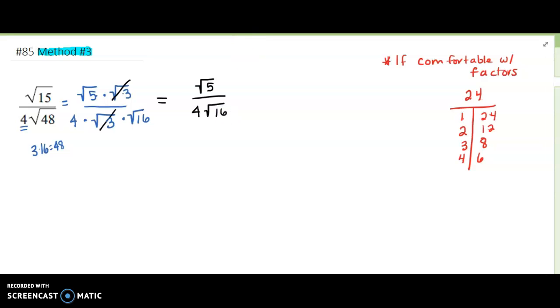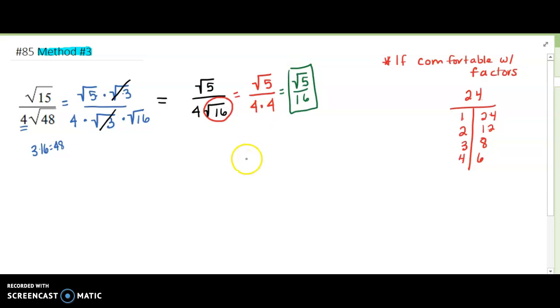Okay, well, notice, what is the square root of 16? Okay, square root of 16 is 4. 4 square root of 16. So I can change that to 4. So square root of 5 over 4 times square root of 16 is 4, which then goes square root of 5 over 16. Okay, this method you can't always use, but when you can, as you can see, this is a lot less number of steps that we used here.